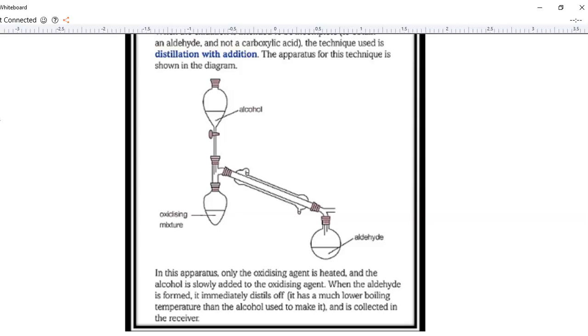If we use heating under reflux with primary alcohol, what happens? They are converted into carboxylic acid. But if we immediately distill the product, we get an aldehyde. And one more thing, alcohol is not taken directly with the oxidizing agent in a flask and it is not directly heated. Instead, only the oxidizing agent is heated in the flask and alcohol is added from the top. I hope it is clear to you.